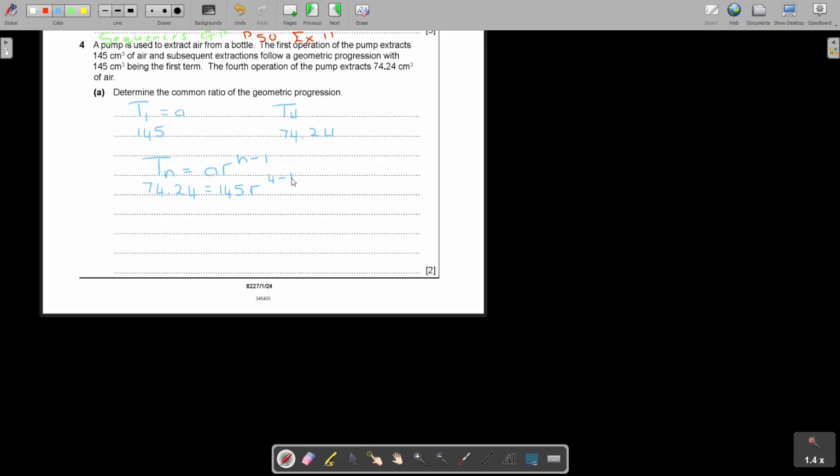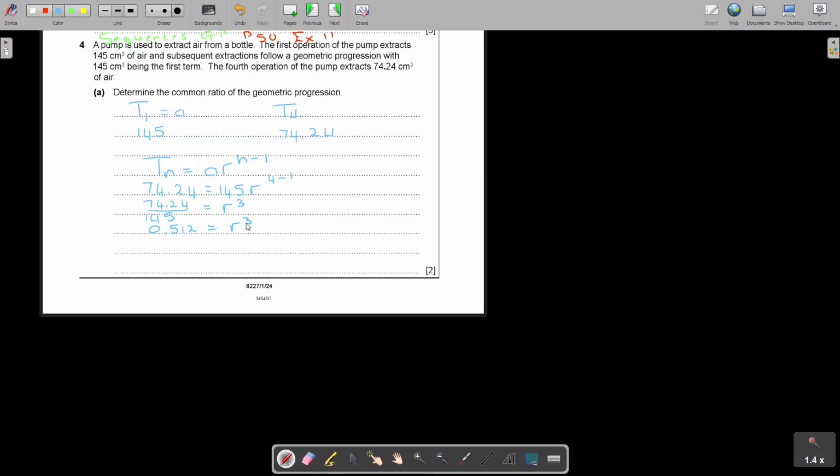So if I divide now, 74.24 divided by 145, I get r to the power of 3. Then I can simplify this. I can use my calculator. I did it without the calculator. So what I did is I first got the decimal and then I pressed the ABC, but it's not necessary. You can basically just take the cube root.